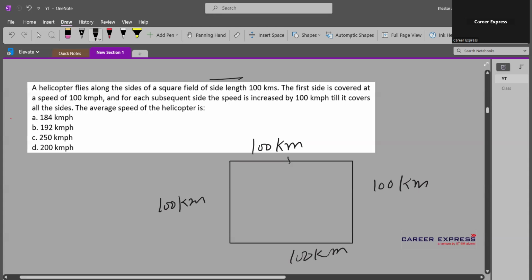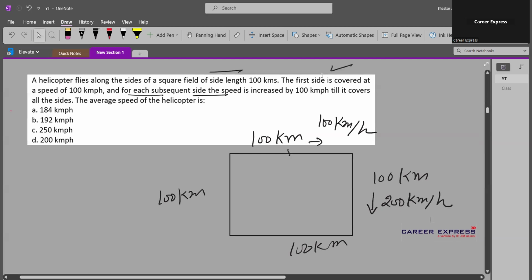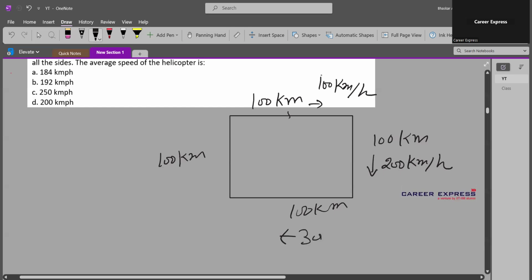When this helicopter flies along the lines of this square field, the speeds change. The first side is covered at a speed of 100 km per hour. So the speed here was 100 km per hour. And for each subsequent side, the speed is increased by 100 km per hour. So the speed on this side becomes 200 km per hour. Speed on the third side will be 300 km per hour because it increases by 100 again. And similarly, on the fourth side, it will be 400 km per hour. So this is the information given.